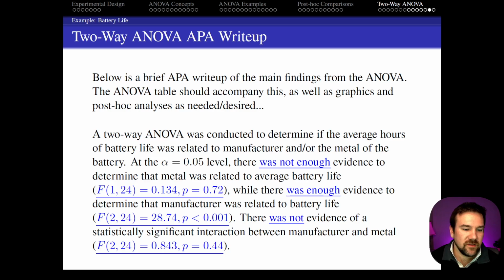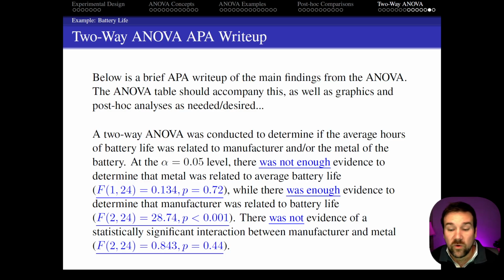You'll note that for each of the F tests, I use the degrees of freedom 1 for the numerator. So for the test of metal, the degrees of freedom 1 is the degrees of freedom of the metal variable, and then the 24 is the degrees of freedom of the error. So I've got my test statistic, and then I've got my p-value for that test.